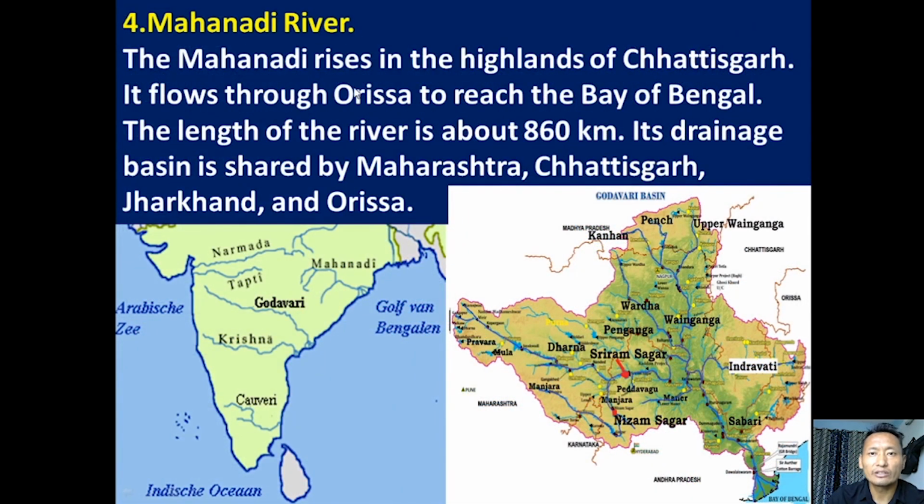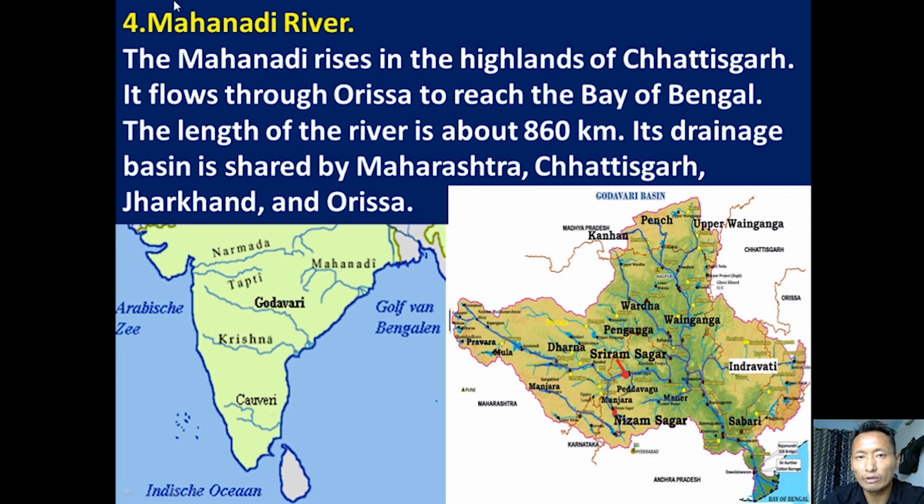Mahanadi River. Mahanadi rises in the highland of Chhattisgarh. We already discussed the central highland. Some part of the central highland falls in the Indian state of Chhattisgarh. So the main origin of Mahanadi is from the central highland. It flows through Indian states like Odisha, and finally it discharges its water in the Bay of Bengal Sea. The length of this river is about 860 kilometers.